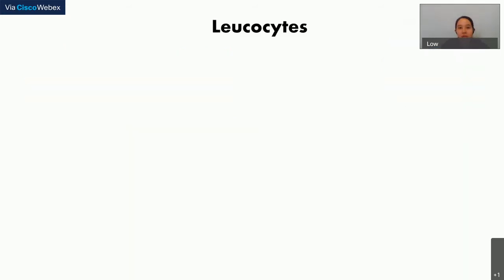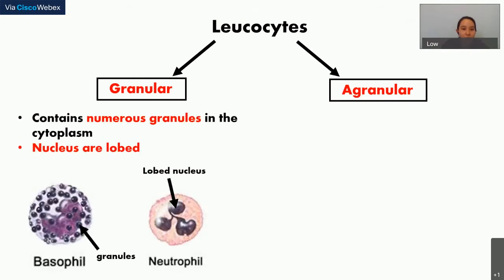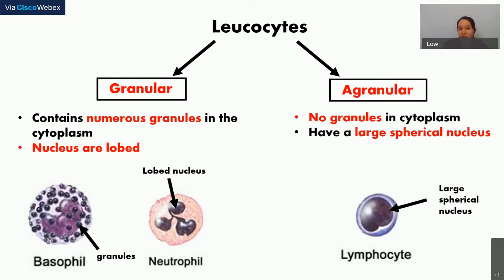So leukocyte is classified into two parts, granular and agranular. Let's look at the picture. Granular leukocyte contains numerous granules in the cytoplasm, as you can see here, the small dots. These are all granules, and the nucleus is looped. You can see the label here: one loop, loop, loop. So the agranular basically have no granules in the cytoplasm, and it has a large spherical nucleus. You see here, a very clear cytoplasm.